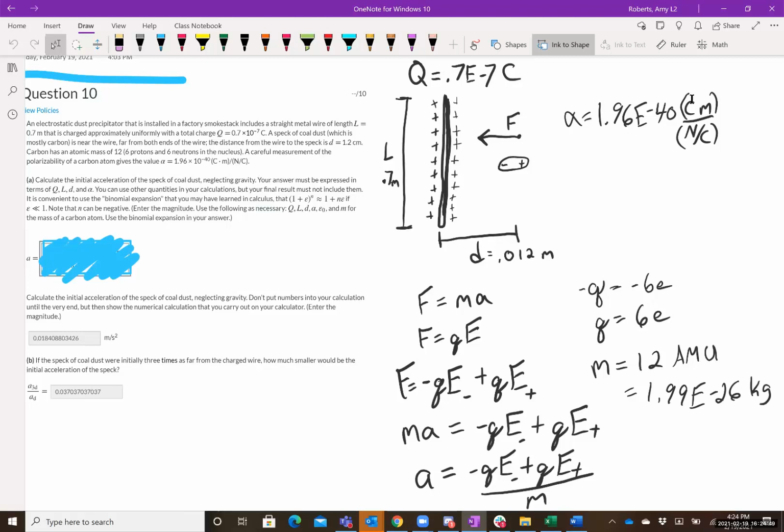That seems like the right order of magnitude to me. Okay, excellent. So we have all these numbers. It seems to me that at this point, the main thing we're missing is E minus and E plus. So let's start with: what is the equation for the electric field due to a wire?